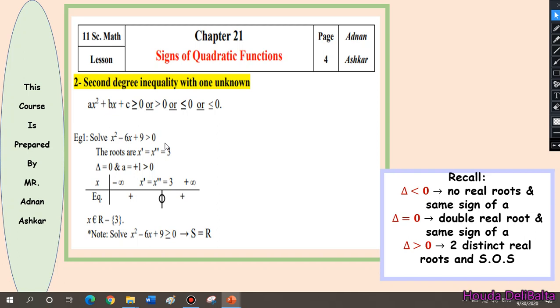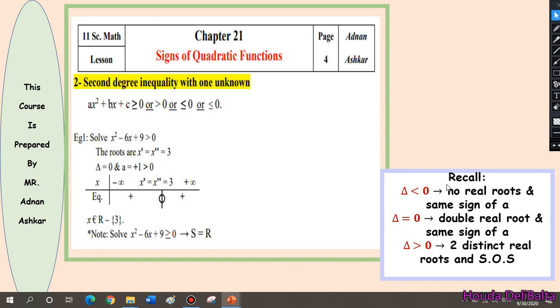So we have to solve when this is greater than 0. We don't have to discuss. We have to solve and give a solution for this quadratic inequality that must be positive. So we are going to search for the positive region because the question is to solve it greater than 0.